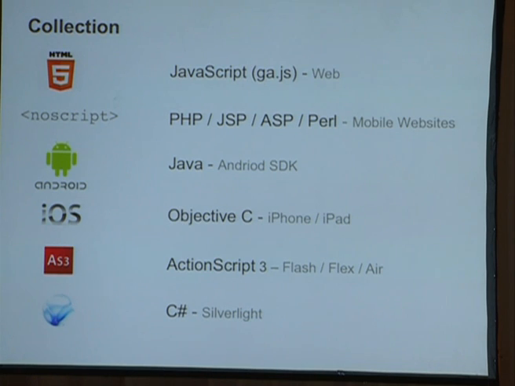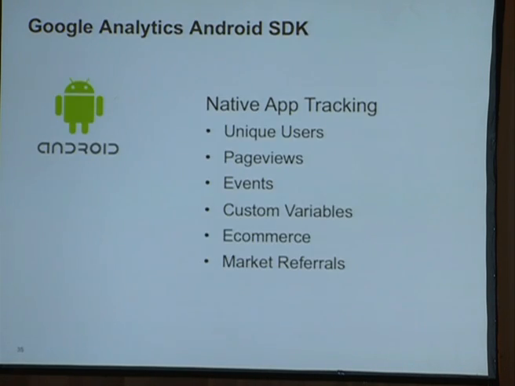We have a non-JavaScript version where you can just use images to send data to analytics. We have an Android SDK, which is in Java. We have an Objective-C one, which is for the iPhone and iPad. ActionScript 3 for Flash, Flex, and Air. And then C# for Silverlight. So these are all available for you to use today. And what I want to talk a little bit about is how our Java client library works.